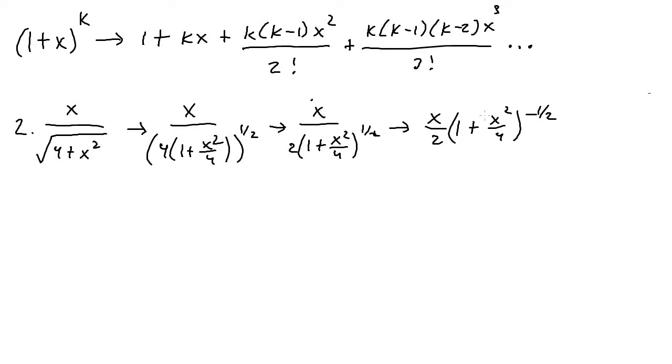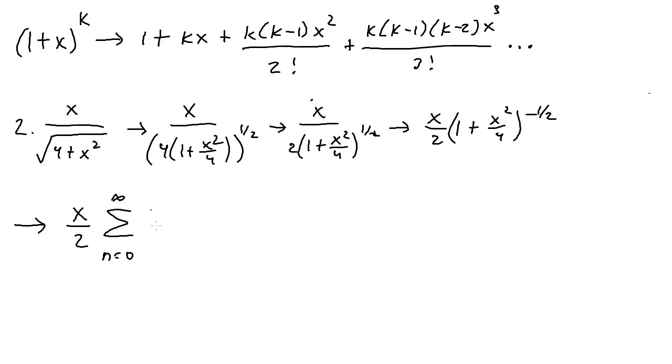And so now we have it in the form of 1 plus x to the k, where our k value is negative 1/2, x over 2 is just a constant, and instead of a positive x, we have a positive x squared over 4. So if I were to rewrite the binomial series here, notice x over 2 is a constant, so I can bring that out front and treat it like a constant. So x over 2 times the series from n equals 0 to infinity.